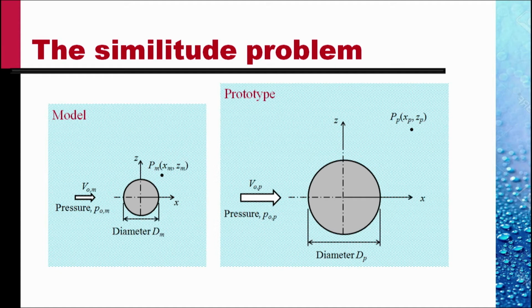Why the word similitude? Because if we are able to do this, then it means the flow over the prototype is similar in some fashion with the model.